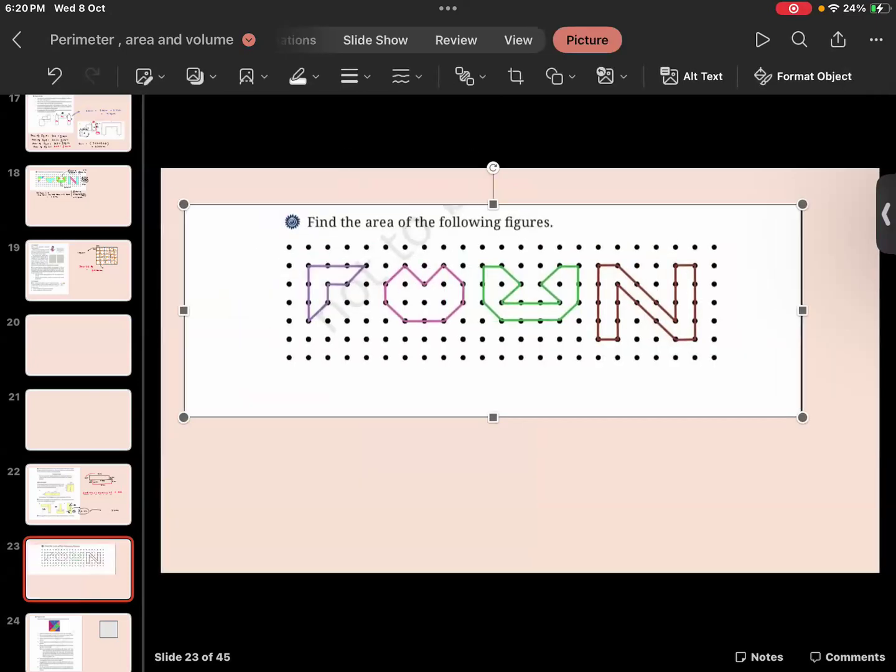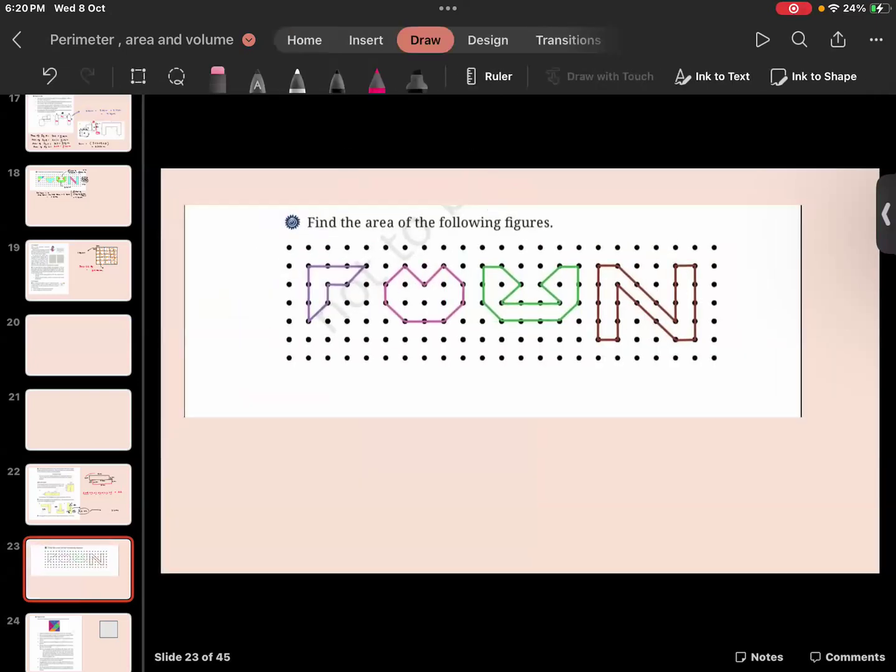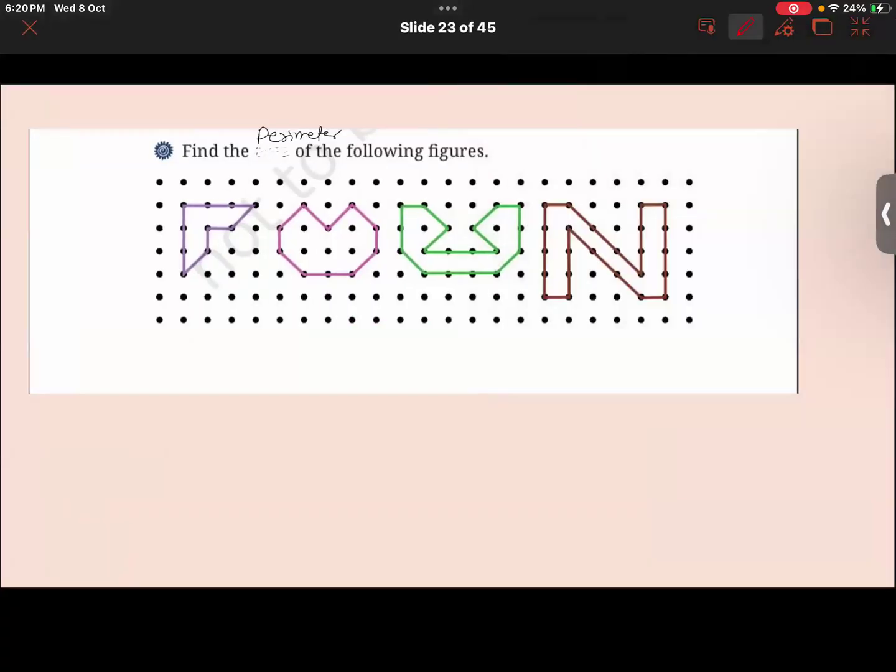Suppose a similar question has been given to you. Now you're being asked to find the perimeter of the following figure. Okay, Yusuf, you've been asked to find the perimeter instead of the area. So now let us understand how we solve such types of questions.